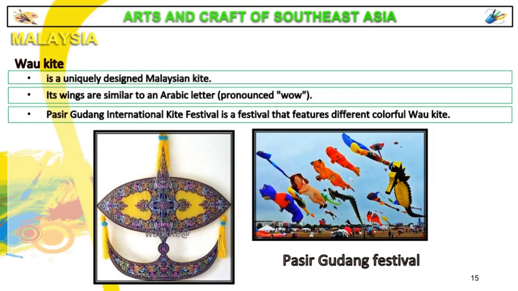In Malaysia, their kite is popular, like here in the Philippines, they have wau kite. It is a uniquely designed Malaysian kite. Its wings are similar to an Arabic letter, pronounced wau. Pasir Gudang International Kite Festival is a festival that features different colorful wau kites.